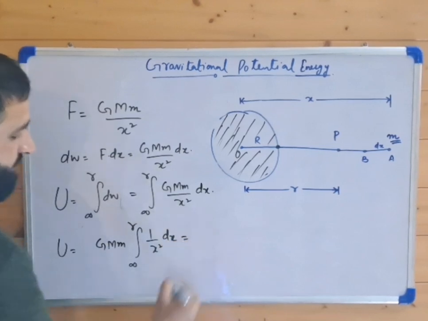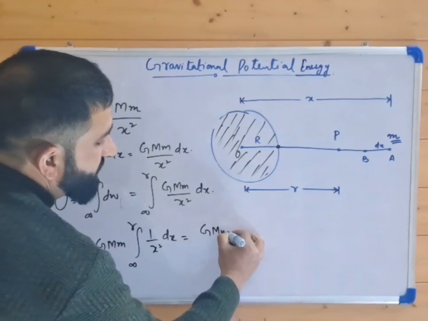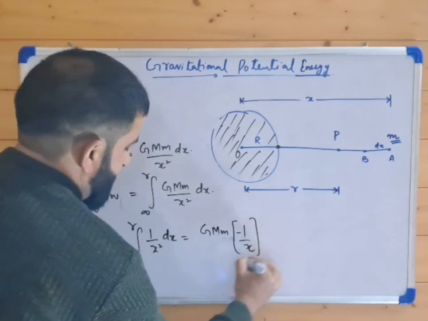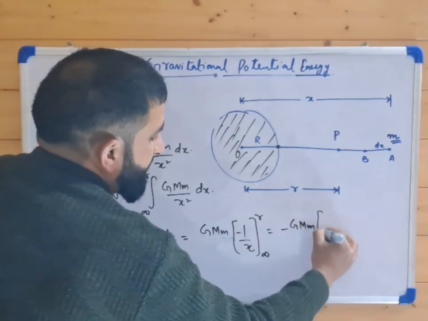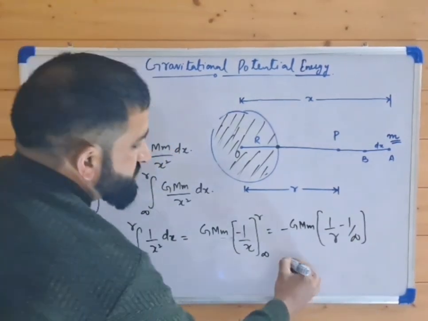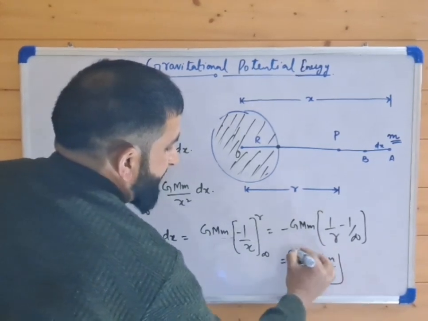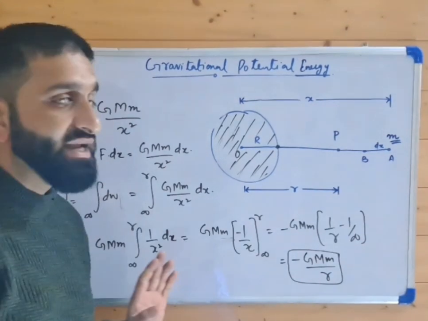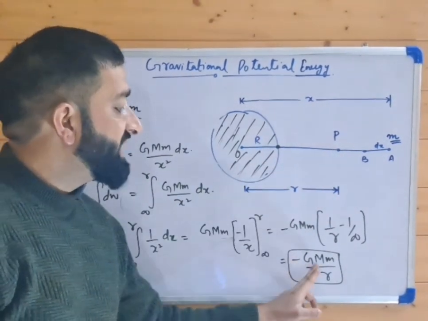The integral of 1 by x squared is equal to minus 1 by x, so it comes out to be GMm into minus 1 by x from infinity to r. That becomes equal to GMm, giving the limits, minus 1 by r minus minus 1 by infinity. As 1 by infinity is equal to 0, that is equal to minus GMm divided by r. So the gravitational potential energy of a body of mass m at a point P in the gravitational field of earth is equal to minus GMm by r.